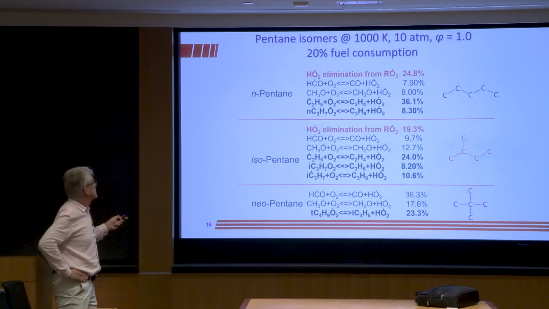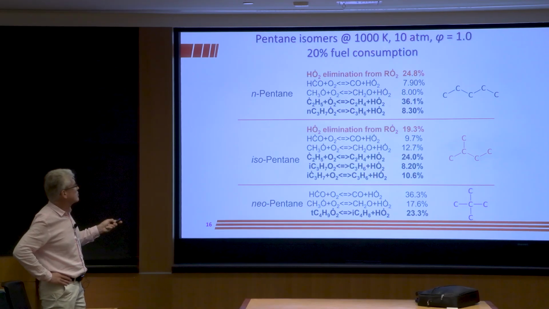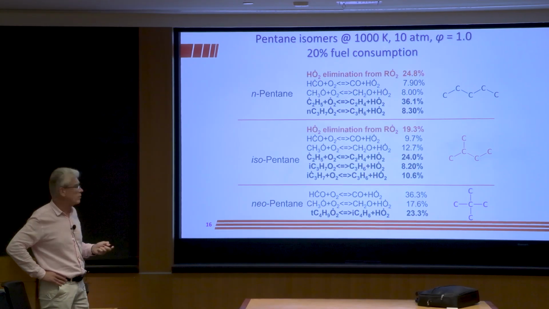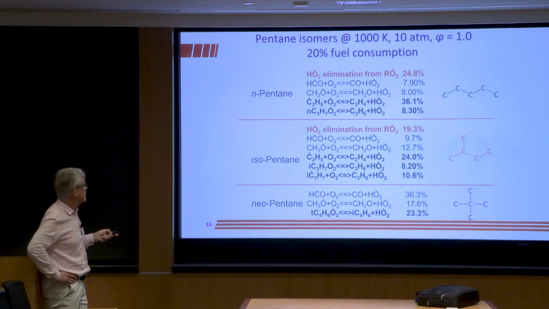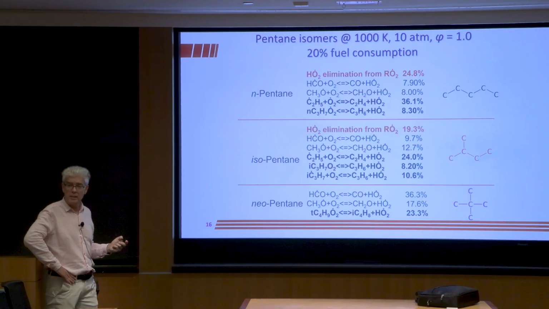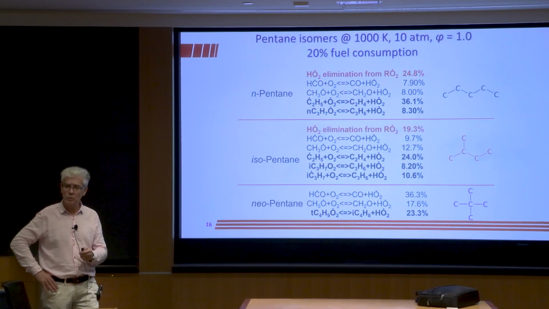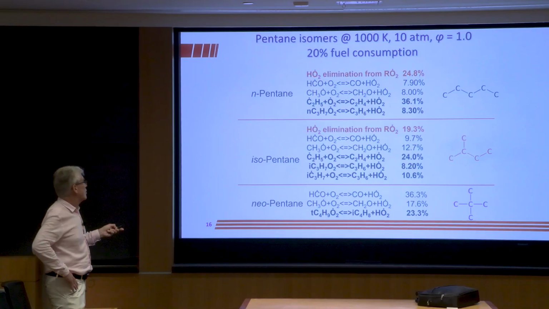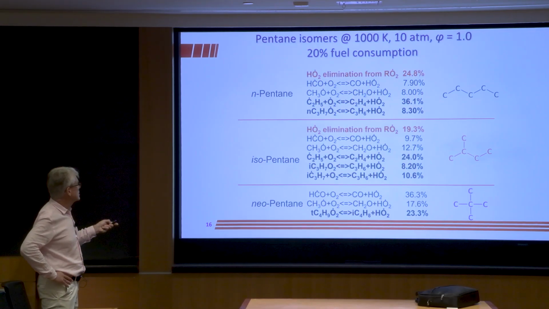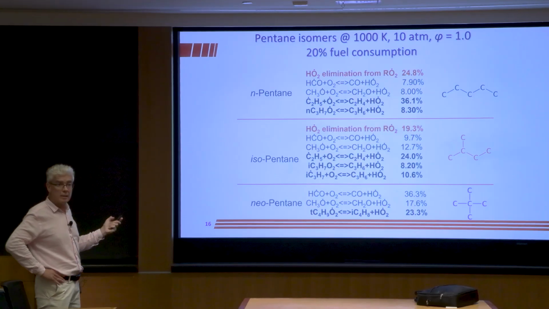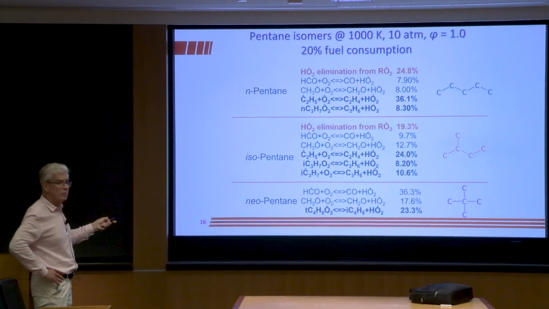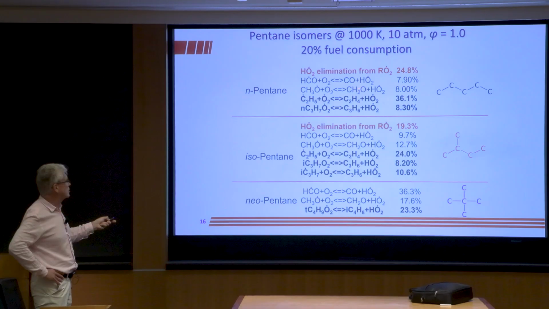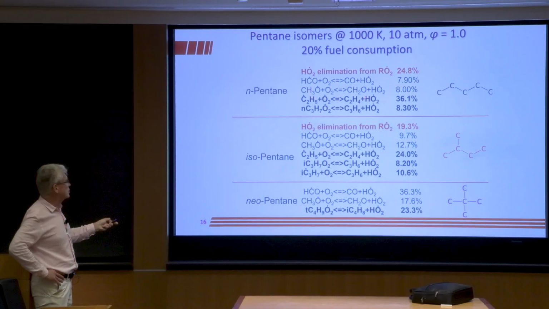If we look at the pentane isomers at 1,000 Kelvin, 10 atmospheres and phi 1, and we do a flux analysis, what we see is that in N-pentane, HO2 elimination from RO2 species, about 25%, goes through that reaction. You're getting HO2 from other sources. HCO, coming from high temperature kinetics, reacts with O2 to give CO plus HO2. Methoxy plus O2 gives formaldehyde plus HO2. Ethyl plus O2 gives ethylene plus HO2, a big one. And N-propyl peroxy gives you propene plus HO2.